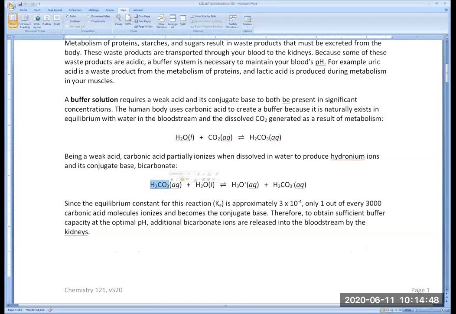And so water will play the role of a base here because this is an acid. So water will accept a proton from the carbonic acid when carbonic acid donates its proton. So when H2CO3 donates a proton, you remove an H+, then there will be only one. Oops, there's a mistake here. It should be H.